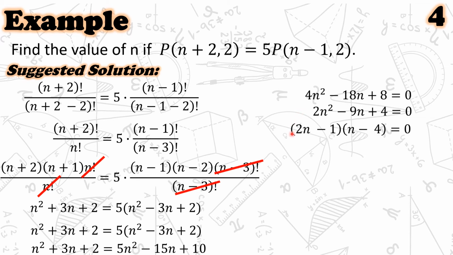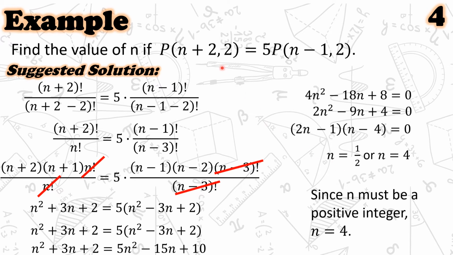2n minus 1 times n minus 4. To get the value of n, we equate each factor to 0, and we will get n is equal to 1/2 from the first factor, n is equal to 4 from the second factor. Going back to our given, n must be a positive integer. Therefore, we can only accept n is equal to 4 as our final answer.